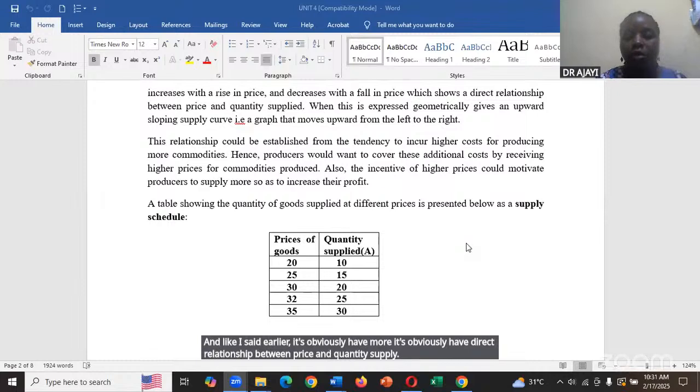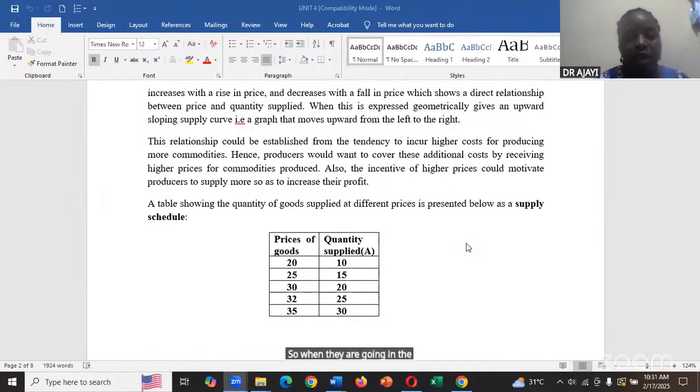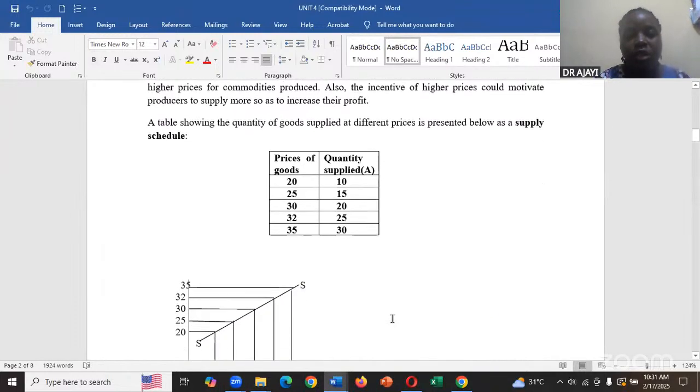So when they are going in the same direction, like we have in this table, the highest price is associated with what? The highest quantity.